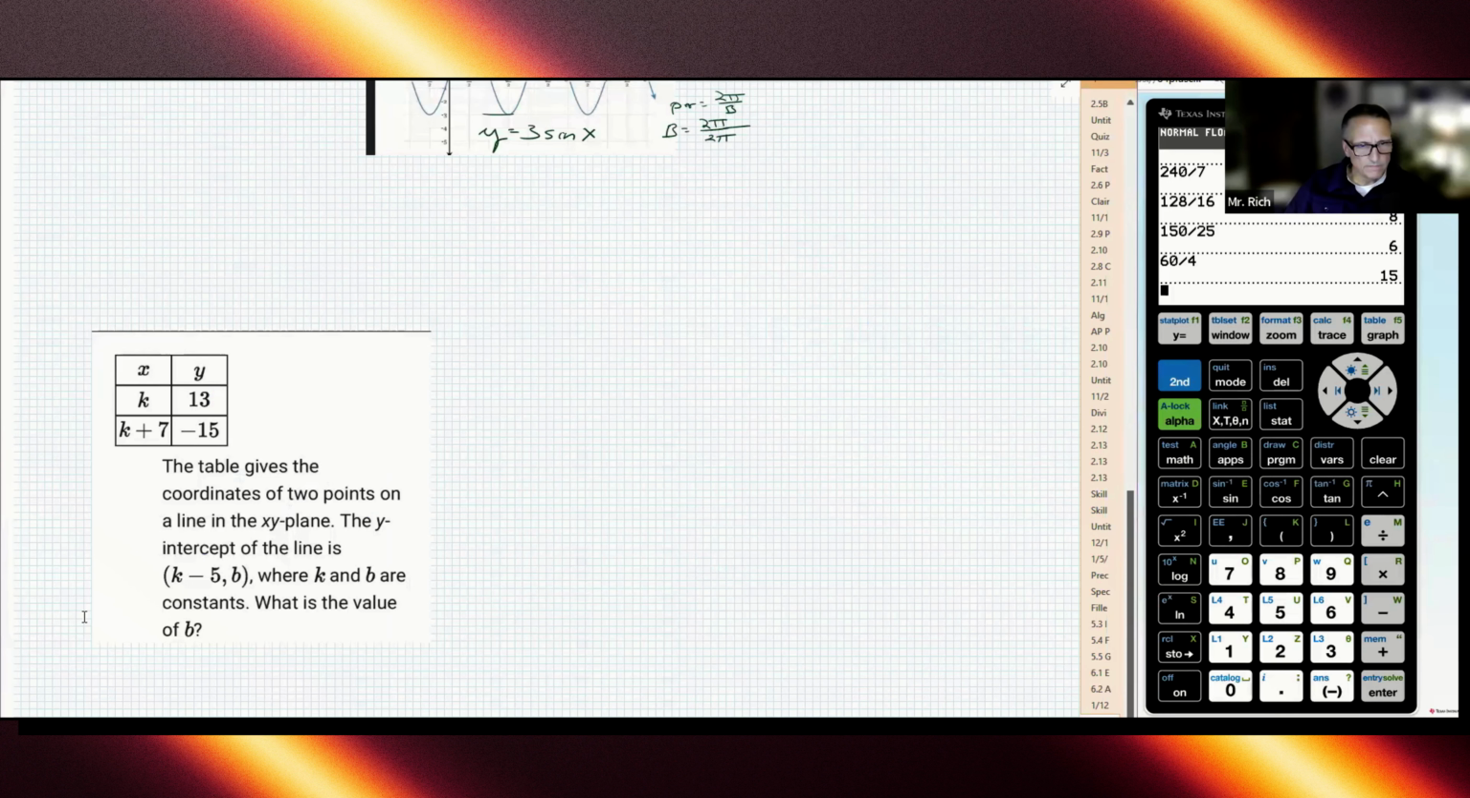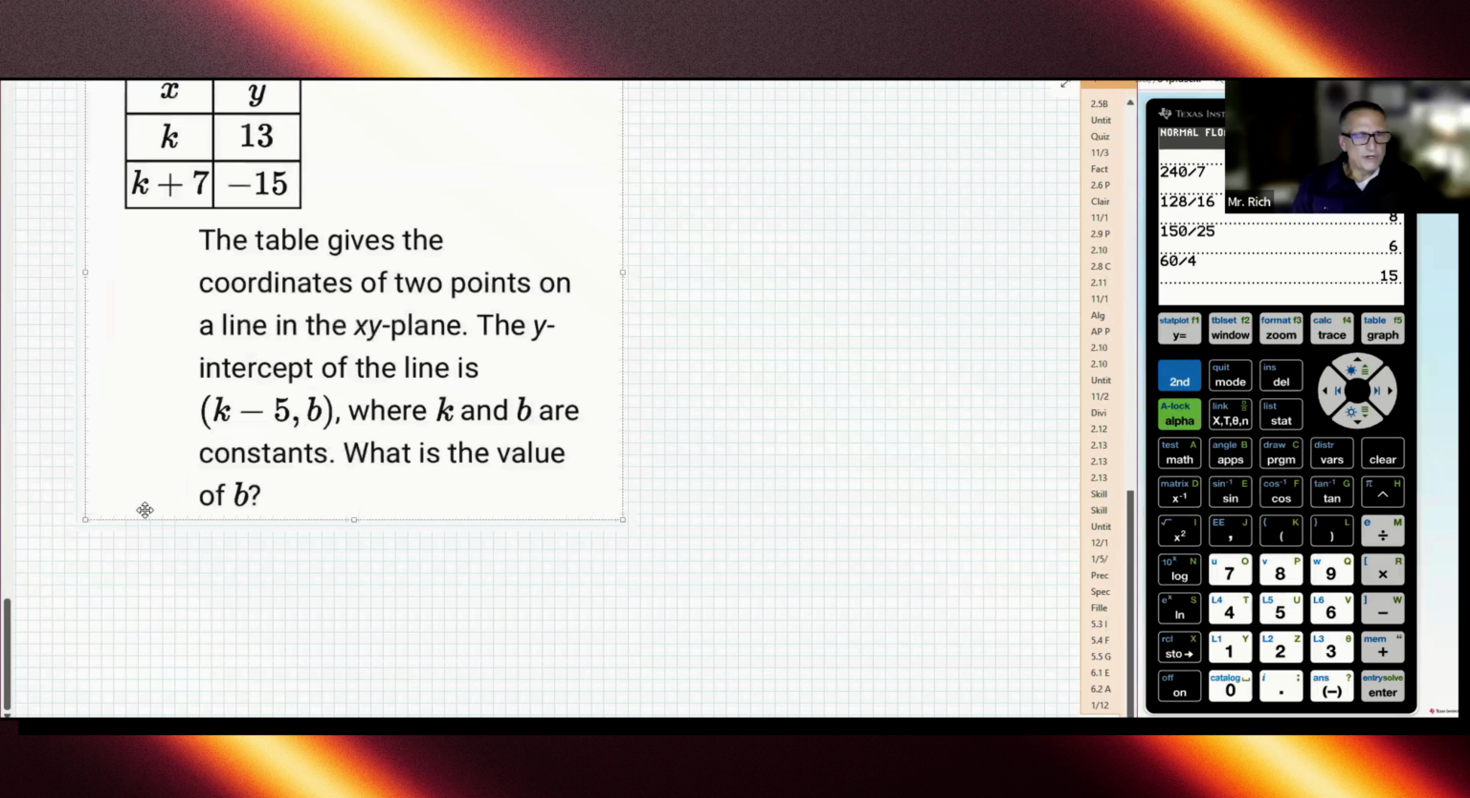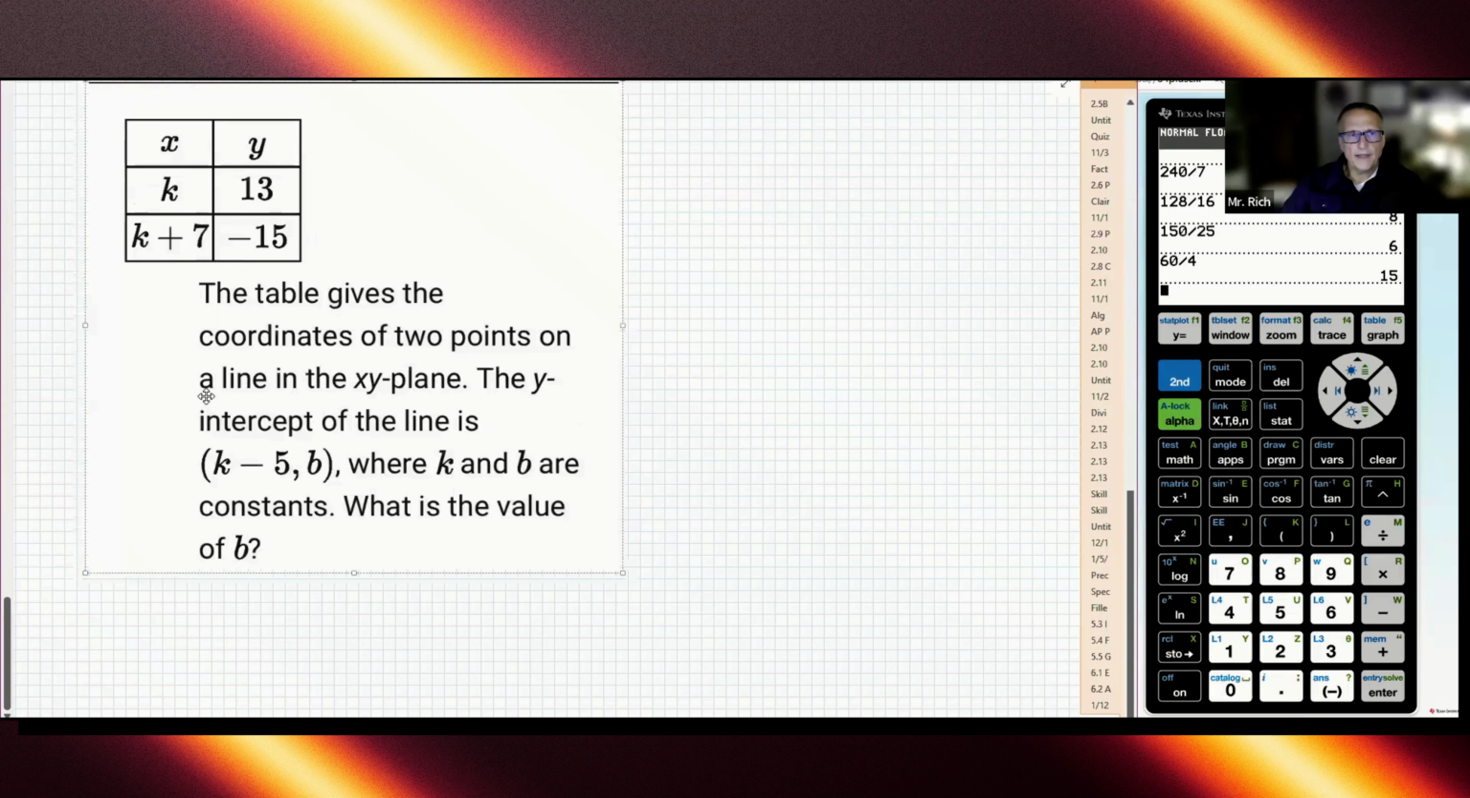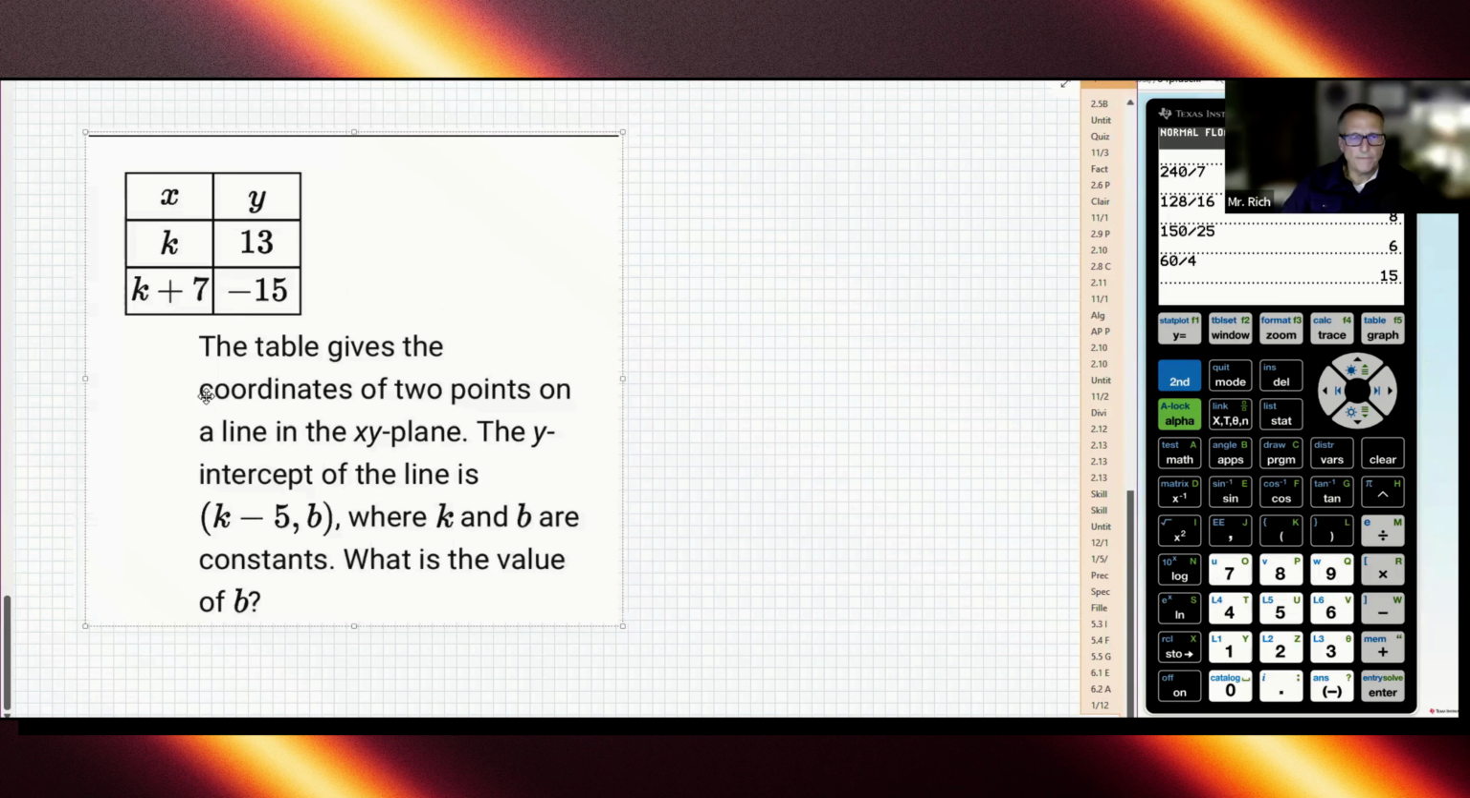Let's take a look. The table gives the coordinates of 2 points on a line in the xy plane. The y-intercept of the line is (k minus 5, b), where k and b are constants. What's the value of b? Again, this is an SAT question that's upper echelon. This is one that I'm just guessing here, but I would say that probably less than 10% of students are going to get this one right. And that's fine. If you read this and you really don't have a way to start it, then you don't want to spend time on it. You probably want to go to the next problem. But I'll show you a way that you could think through this.